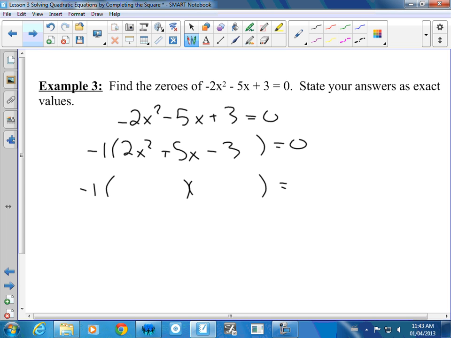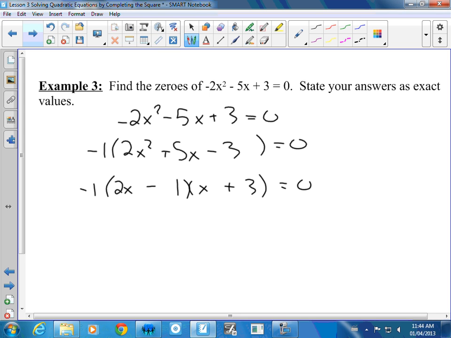Equals 0. What are the only two factors of 2x squared? 2x and x. Well, that's tough. The only two factors of 3 are 1 and 3. We just have to figure out the order, and we want the middle to be 5. So 2 and 3 gives us 6, minus 1 gives us 5. Which one is going to work? Okay, so 3 goes there, 1 goes there. And we want the 5 to be positive, so what goes in front of the 3? Positive, because that gives us our plus 6.